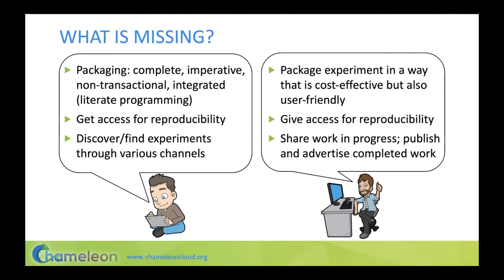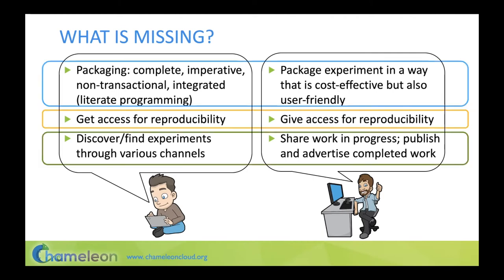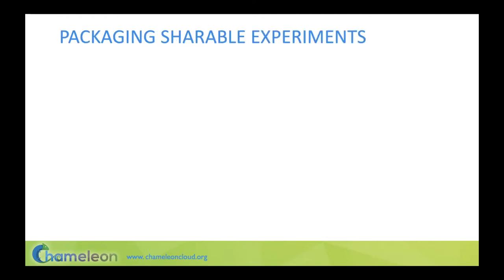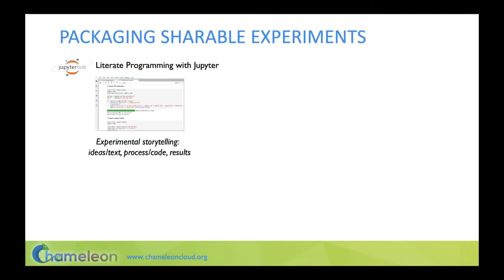Right. So in Chameleon, we decided to make it easy for users, right? Leverage the fact that we already have a platform, that we already have all those thousands of environments available for use. And we defined three groups of services, one that helps the users package their experiment, one that helps them get or give access, and then another one that helps them share their work with others. So, packaging shareable experiments, I already said literate programming, Jupyter provides a fantastic implementation of that.